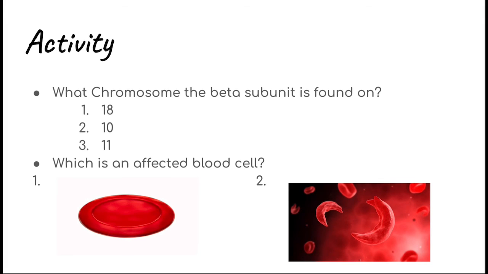And then the second question was, which is an affected blood cell? And that will be number 2. Like I said in the beginning, it's shaped like a banana. Because of the shape, and because I said it's shaped like a banana, it helps me to remember which is the normal blood cell and which is the affected blood cell.